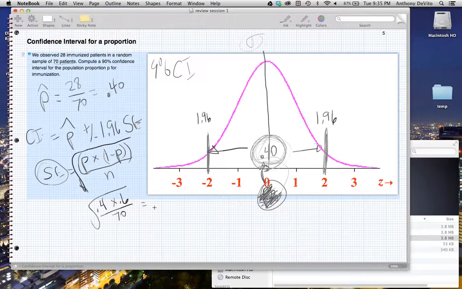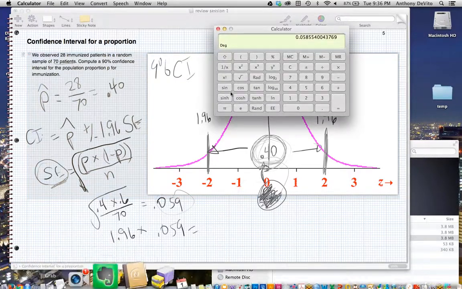This is equal to 0.059, or a little less than 6%. That's my standard error. So now my standard error in this formula has to be multiplied by 1.96. So let's see, 1.96 times 0.059. See, I increased my error automatically because I didn't round it. Now I'm going to double the error by doing this, but that's okay.